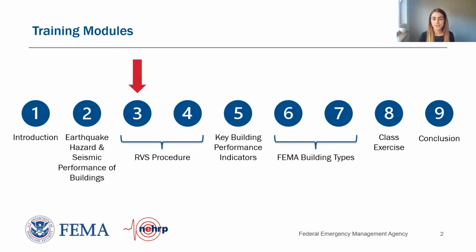You're watching the third of 9 training videos outlined here. Module 1 was an introduction to FEMA P-154. Module 2 went over earthquake hazard and seismic performance of buildings. Module 3, this module, will go through the rapid visual screening procedure, giving an overview and walking through pre-field planning tasks. Looking ahead, Module 4 will continue going through the rapid visual screening procedure, focusing on field screening. Module 5 will go through key building performance indicators. 6 and 7 will go through FEMA building types. 8 will be a class exercise, and 9 will be some concluding remarks.